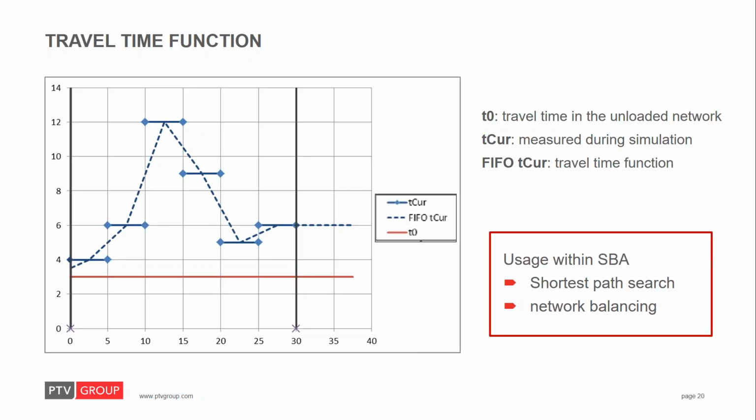So these travel time functions are then used during the shortest path search. Again, as I said before, this is done in each time interval, and also during network balancing, where route impedances based on experienced travel times are also used.